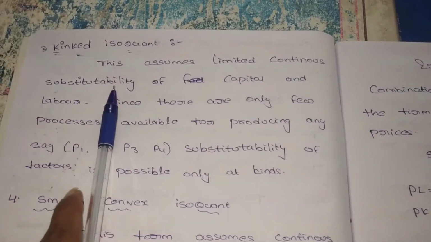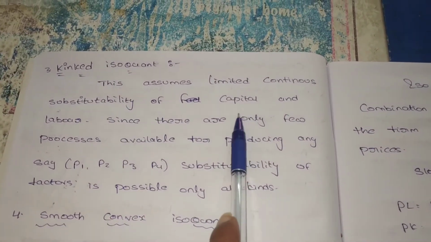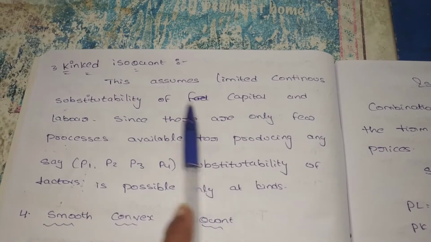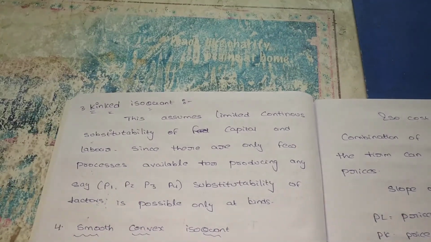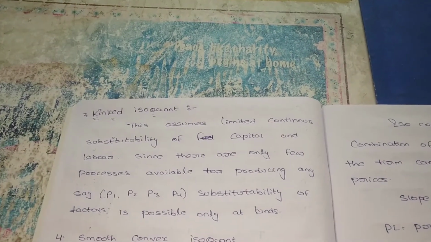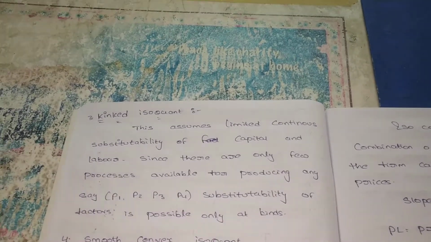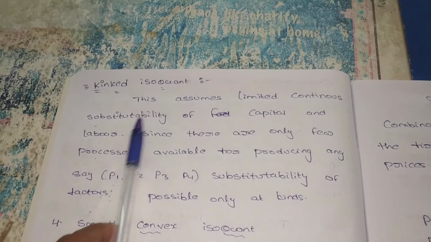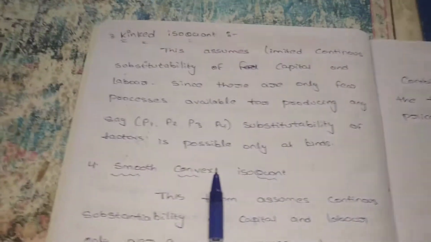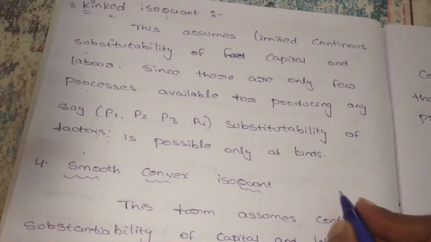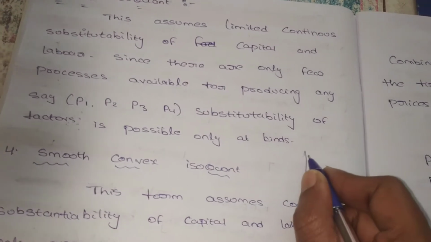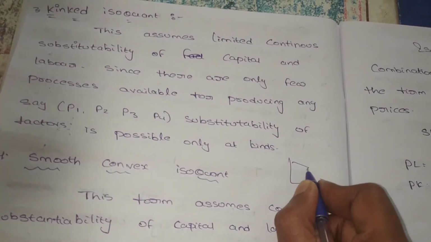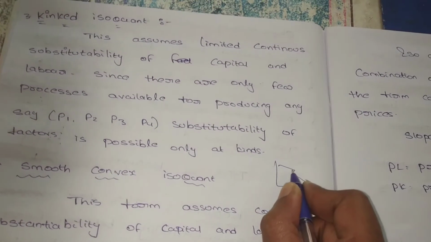And the kinked isoquant assumes limited continuous substitutability of capital and labor. It means the substitution of labor and capital is possible but very limited. With limited substitutes, the kinked isoquant will occur. You know that a kinked curve means that while drawing this there is a kink like this. There is a small kink.